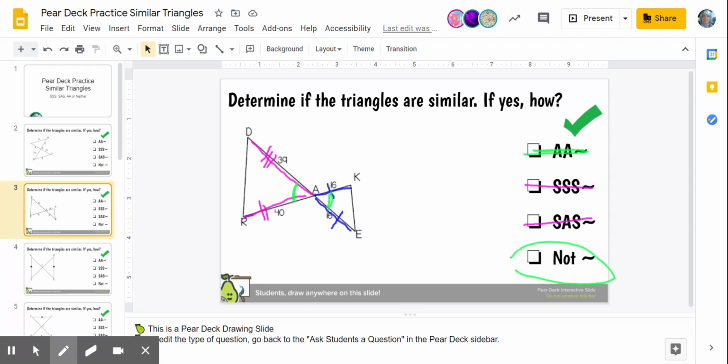So it can't be angle, angle either. So guess what? Boom. A quarter of these problems are going to be not similar. So if you get not similar, that's okay. That is a valid choice.